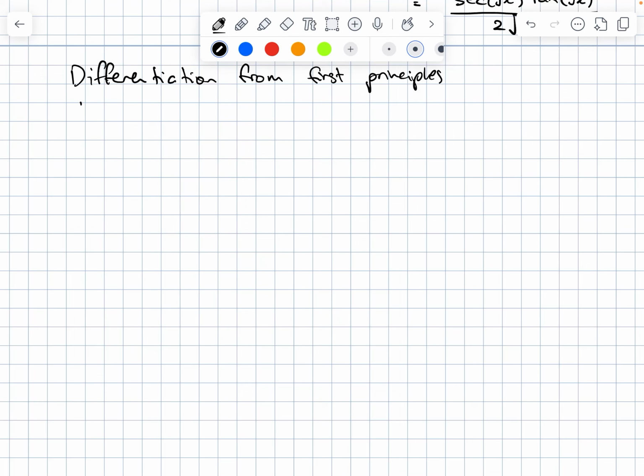First thing that we need to know about differentiation is that differentiation is all about gradients. Now, we know how to calculate gradients, especially gradients of straight lines. For example, say you had a simple straight line that passes through the points (3, 3) and (6, 4).